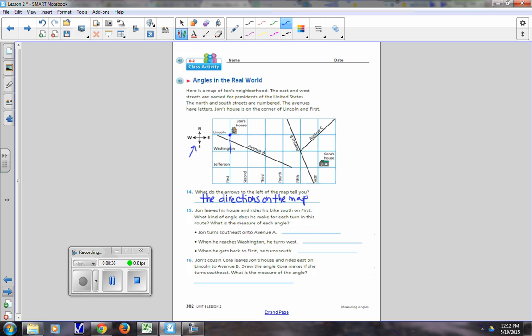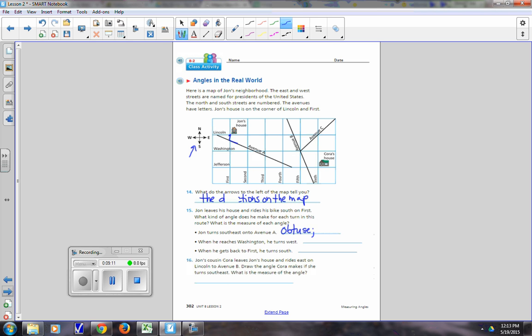What kind of angle does he make for each turn in his route? What is the measure of each angle? Yowzers. So John turns southeast onto Avenue A. So he goes from this vertex right here, and he goes on Avenue A. Now, do you think that that's bigger or smaller than a 90-degree angle? It's obtuse. And we'll measure it tomorrow with our protractors, okay?